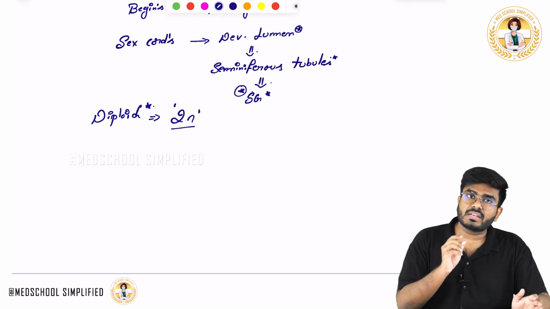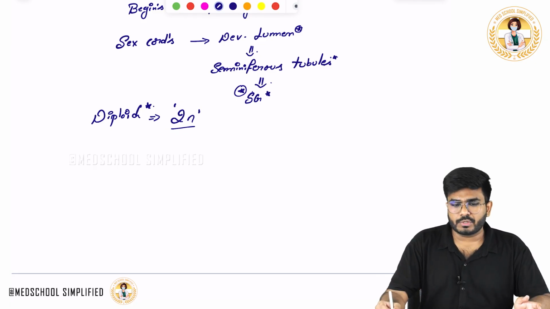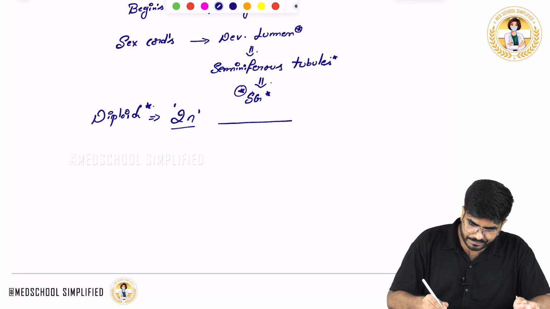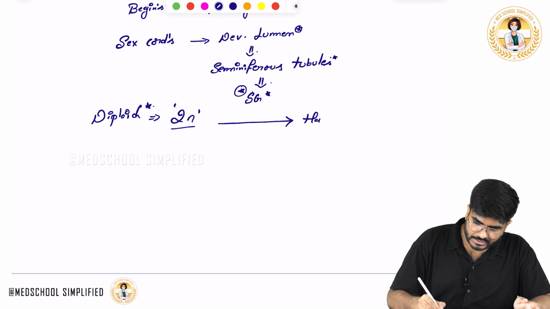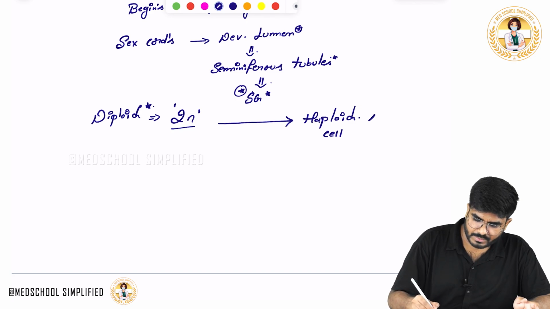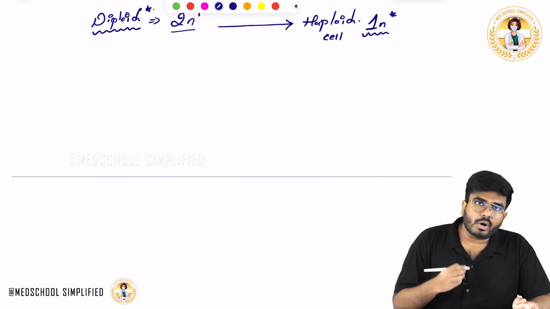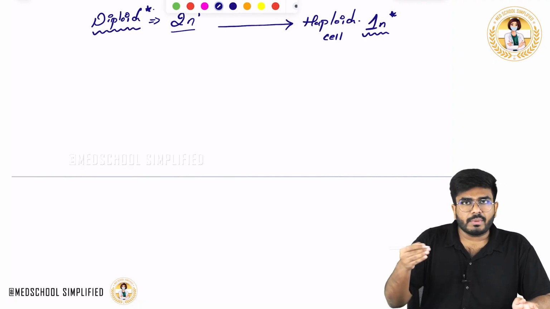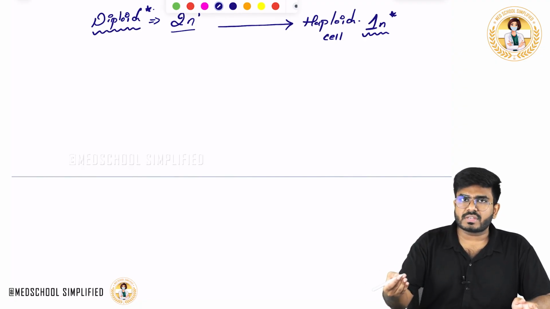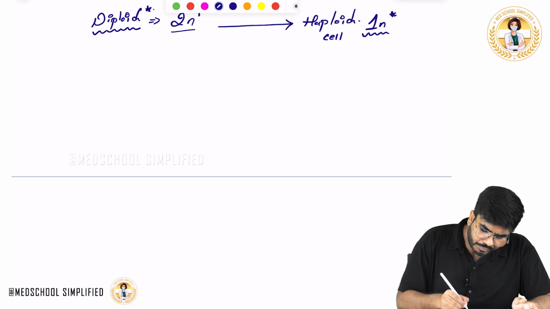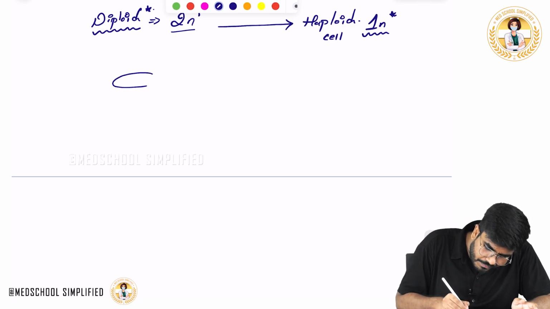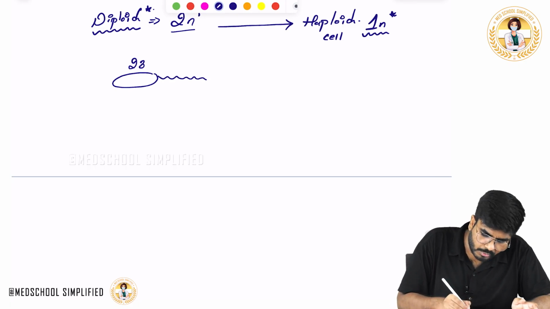So if a cell has two sets of chromosomes, we call it diploid, 2n. These diploid cells are going to convert into haploid cells during spermatogenesis, which means they become 1n. This is the most important step. In our body cells we have 46 chromosomes, so the baby, the next progeny, also has to have 46 chromosomes. So in a sperm, how many chromosomes are going to be there? Only 23 chromosomes.